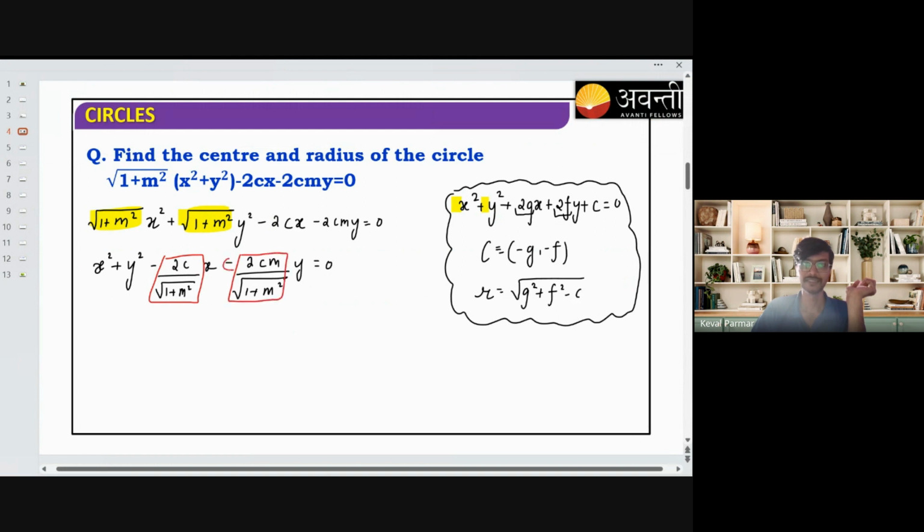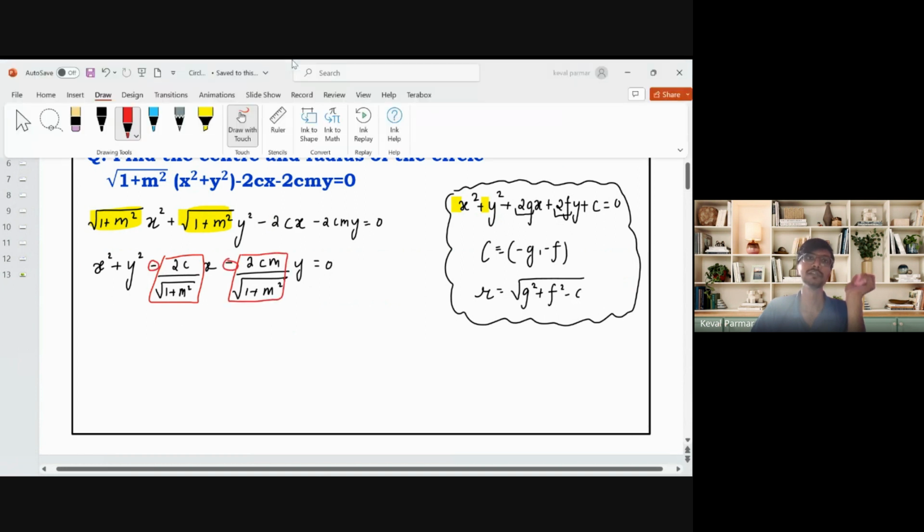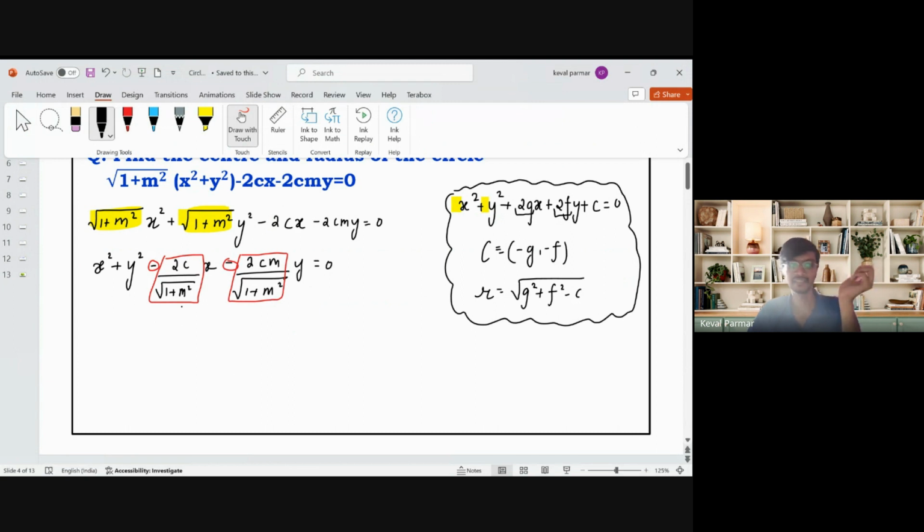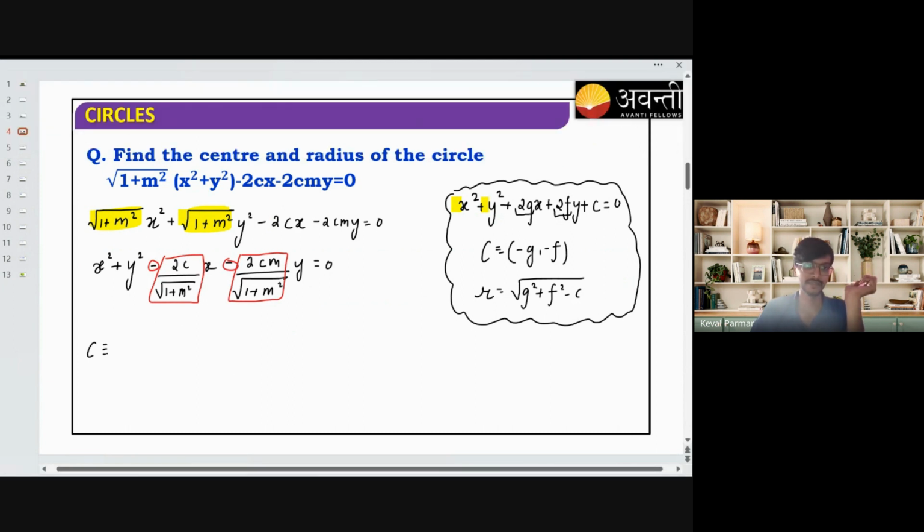Obviously, along with the minus sign, we have to take it, correct? So if I divide it by 2 and change the sign, my center will be divided by 2, so the 2 will get cancelled. And if I change the sign, the minus will be gone. So I'll get c upon under root of 1 plus m square, comma, cm upon under root of 1 plus m square. This is the center, correct?